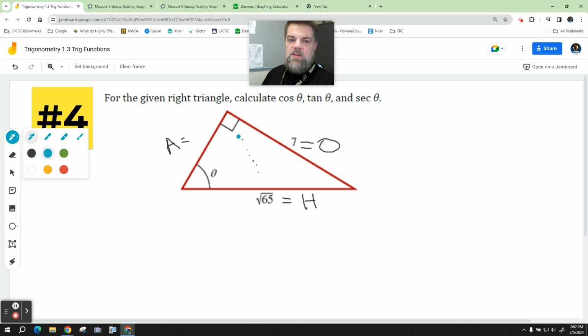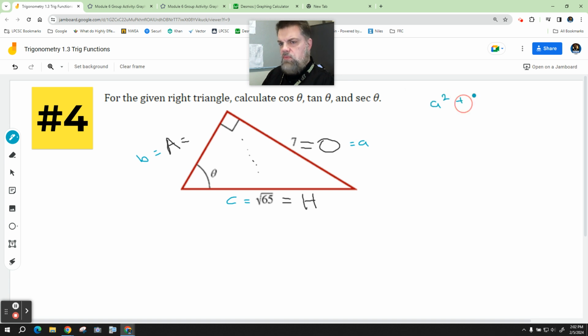If we think in terms of A, B, and C, the side across from the 90-degree angle, we call that lowercase c. If we were to call this lowercase a, and we were to call this lowercase b, we know that the Pythagorean theorem, a squared plus b squared equals c squared, right? You guys have been doing that probably since like 6th grade or whatever.